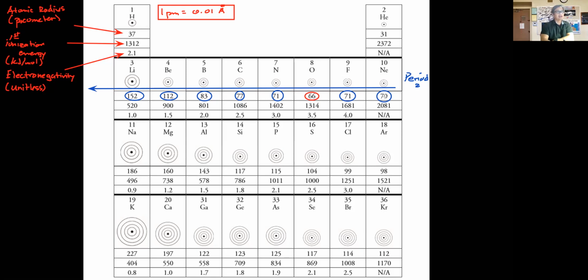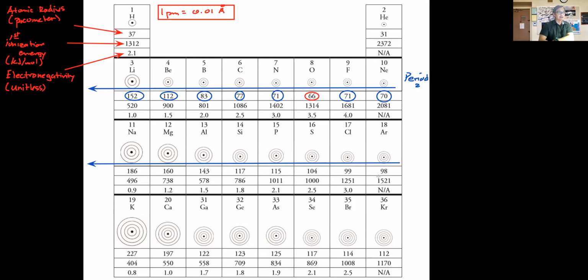Neon has an atomic radius of 70 picometers, lithium has 152, and so the trend holds for period 2. Now, will the trend hold for period 3? Well, let's take a look at this. So period 3, as we go from right to left across here, let's take a look at the numbers and analyze this and see what we have.